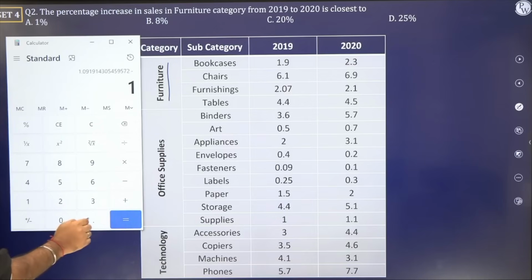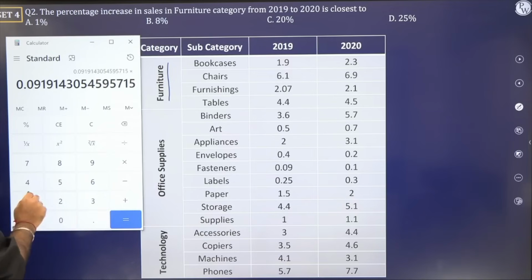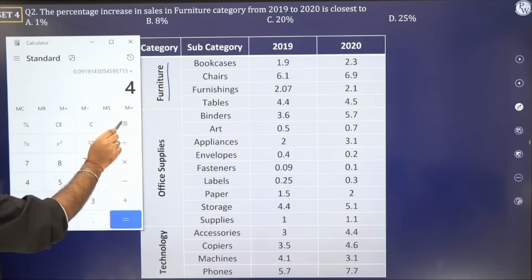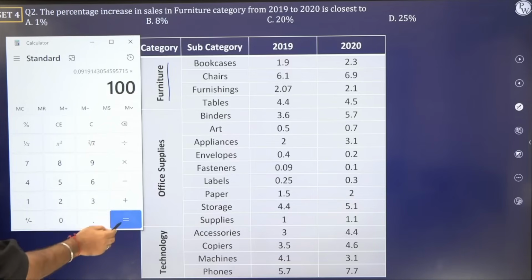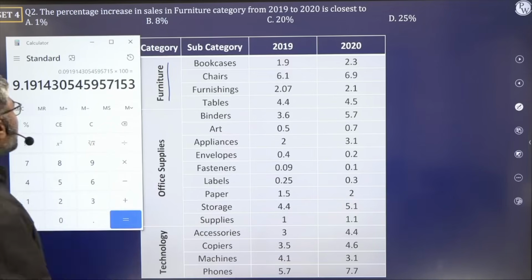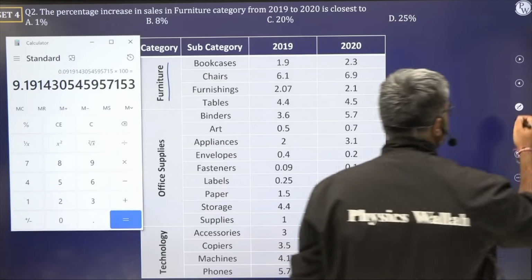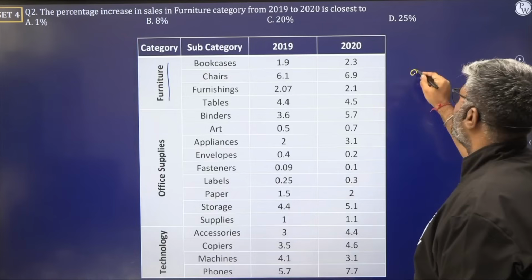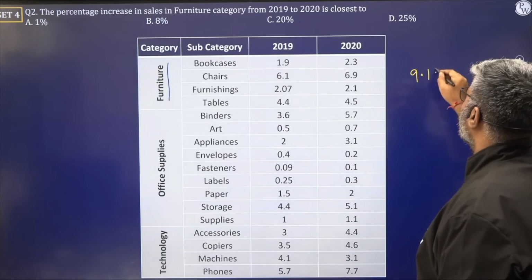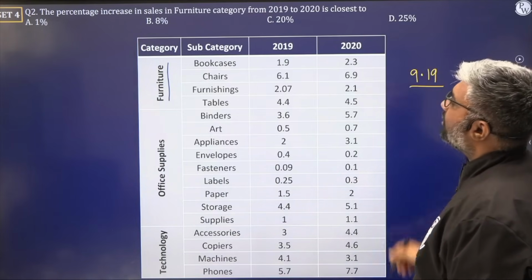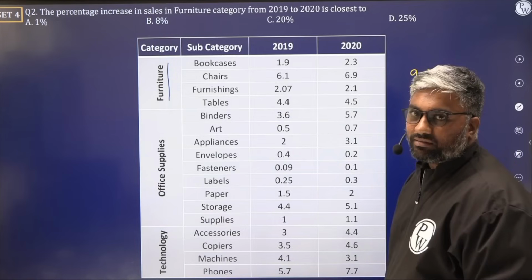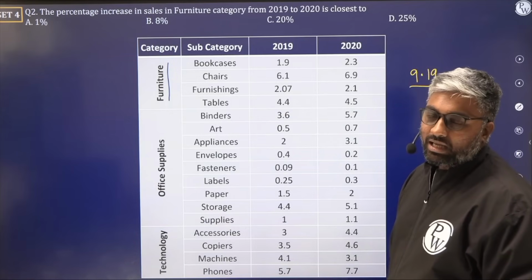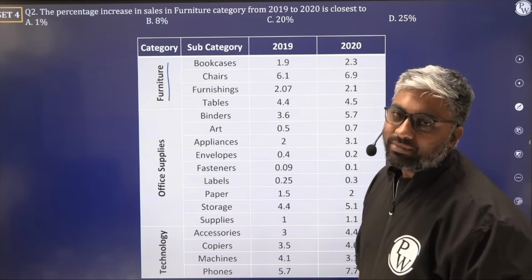इससे आप 1 सब्ट्रैक्ट करो और 100 मल्टीप्लाई करो, यू गेट इट. 400 नहीं है, 100 मल्टीप्लाई करो, you get exactly in percentage, which is 9.19. Are you seeing the huge gap? 9.19. कोई ऑप्शन नहीं लग रहा है. दैट इज मतलब 9. चलो ठीक है. 0.25 का आया था पिछले केस में.